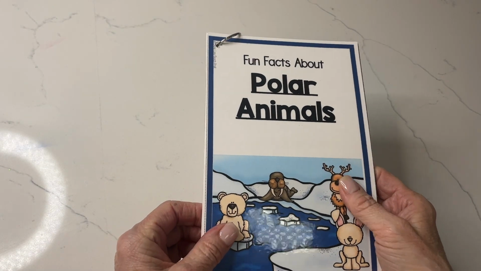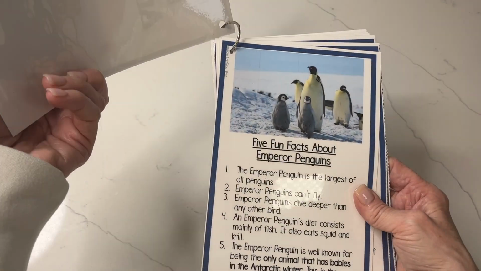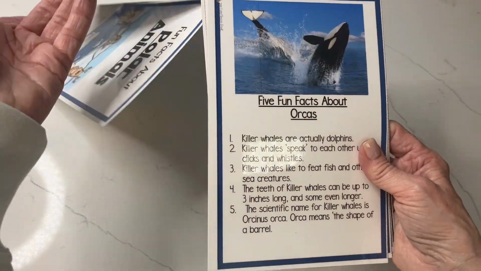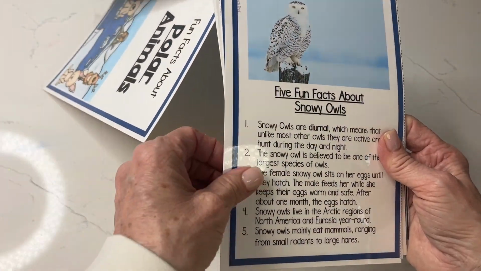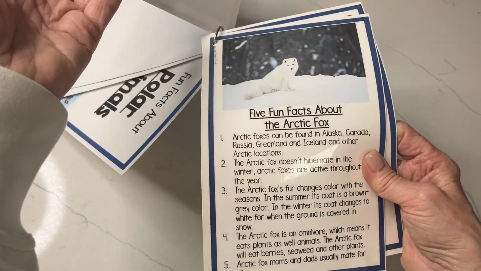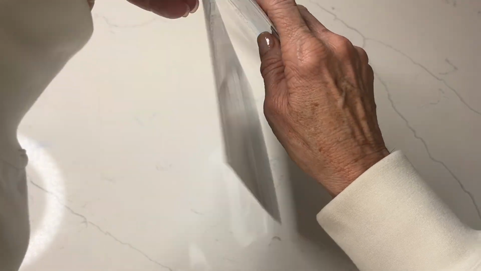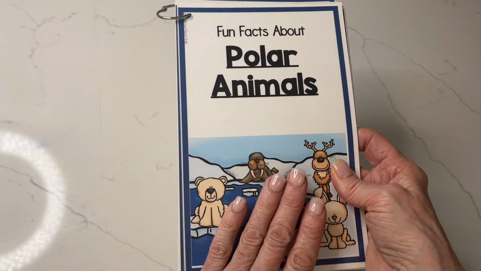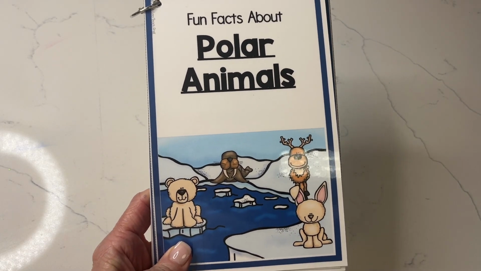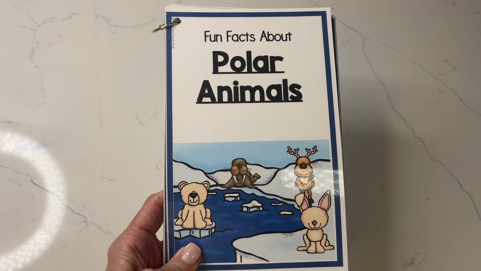Another thing that's included in my Polar Animals lesson plan is this little booklet, Fun Facts About Polar Animals. I have 5 facts about all these animals: emperor penguins, orcas, snowy owls, reindeer, Arctic hares, Arctic foxes, and polar bears. I tried to hit on the ones that I know have been historically my class's favorites. But this is a great thing just to have at circle time and maybe introduce a new animal every day or 2 animals every day and tell the kids a couple of facts about them.